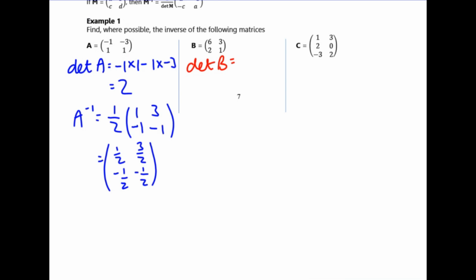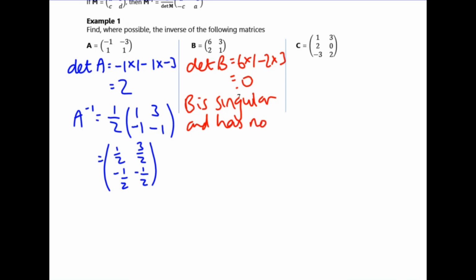Next, we're going to calculate the determinant of B. So we've got 6 times 1 minus 2 times 3. That gives us 0. So B is singular and has no inverse. Of course, if you try to divide by the determinant, you end up dividing by 0, and you can't do it.